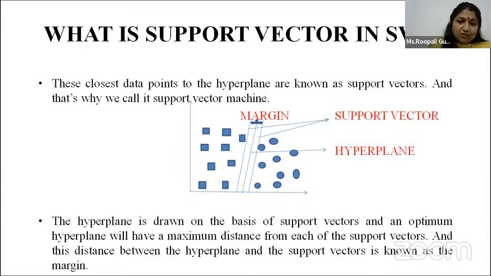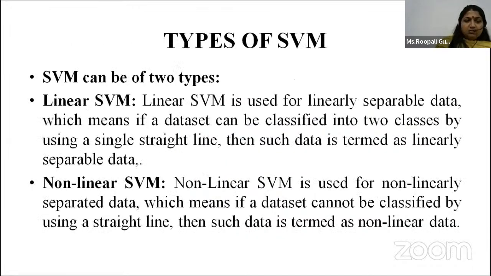If the margin is large enough, then it will be easy and there will be very little chance of error and we will get the best result. Okay, this is the only reason why we consider the maximum margin, right? Now the next topic is types of SVM, right?